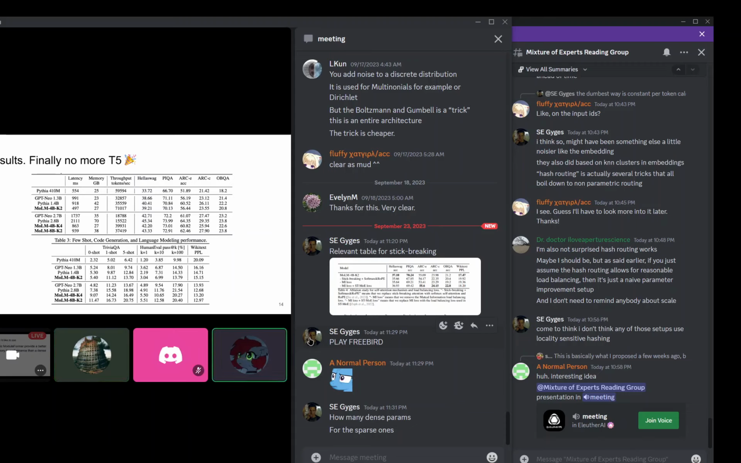Why on earth do they write down 25 gigabytes of memory for Pythia for 410M? That's probably a typo. I don't think it's actually 25. Hopefully, yeah, just say that's a typo. Unless they have some kind of secret Pythia MoE, whatever. I don't know.